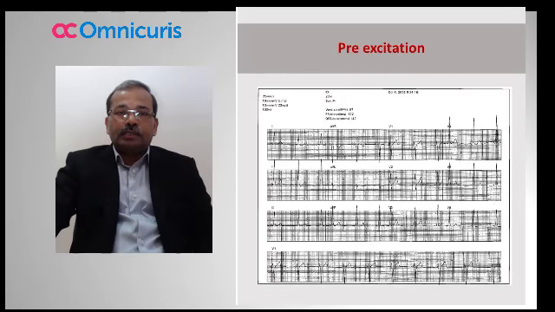This is a 12 lead ECG showing pre-excitation in the form of short PR interval and initial slurring in the QRS complex, which is also called a delta wave.